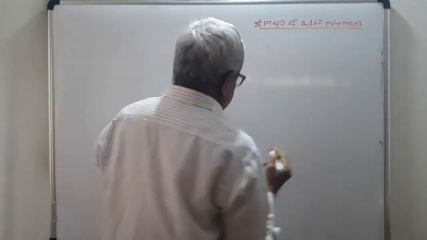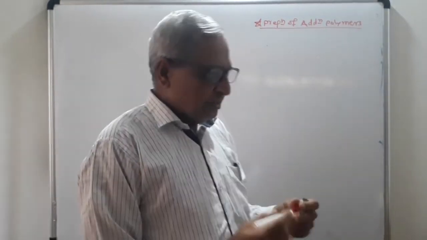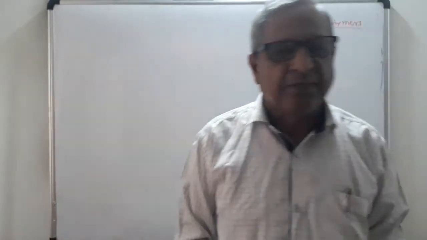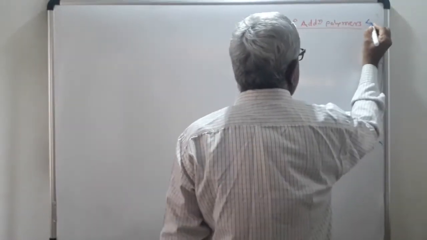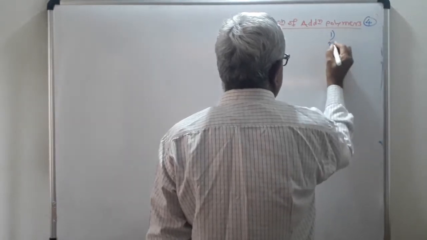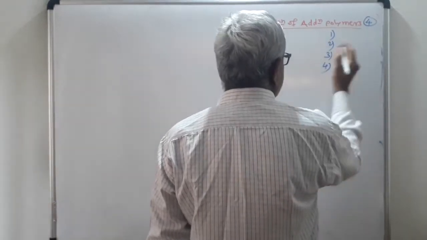I was explaining the term addition. The initial monomer must contain the multiple bond, that is double or triple bond. And see the examples of the addition polymer. You have to learn here 4 addition polymers. So I will write here the 4 addition polymers.